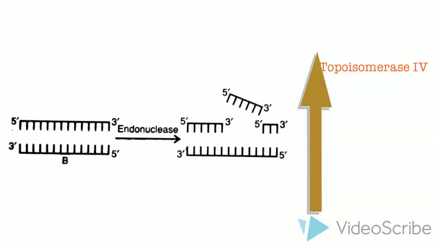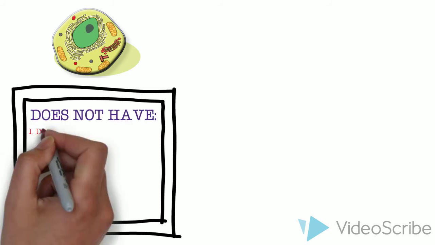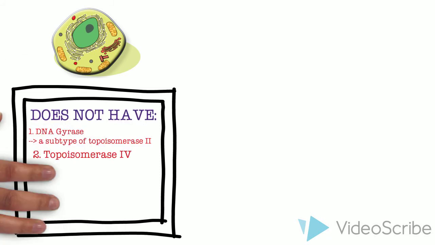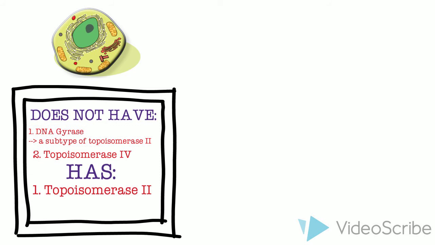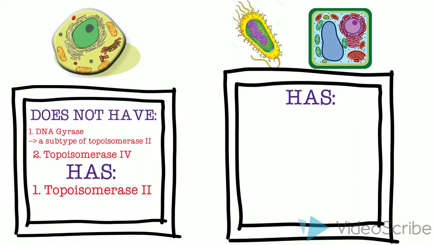Ciprofloxacin has a higher affinity for topoisomerase 4 rather than DNA gyrase. Hence, it is more potent against gram-positive bacteria. Mammalian cells do not possess DNA gyrase or topoisomerase 4. Instead, they have topoisomerase 2. Topoisomerase 2 has a naturally very low affinity for ciprofloxacin, which explains the low toxicity to host cells.